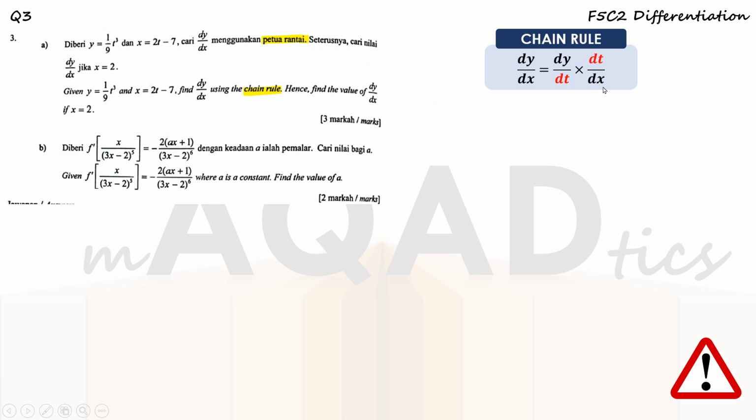Okay? So to find dy over dt, we need to find an equation that has y and t. Okay? So it's this one. So let's differentiate this equation. So dy over dt, the power will move to the front and multiply with 1/9, it will be 1/3, and t here, so the power here will -1, it will become 2.